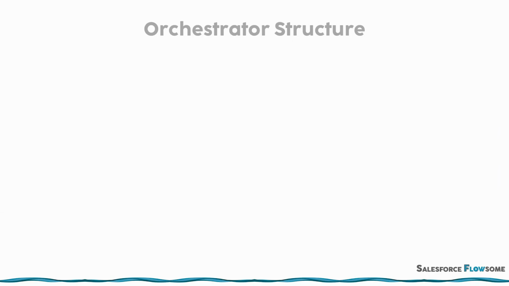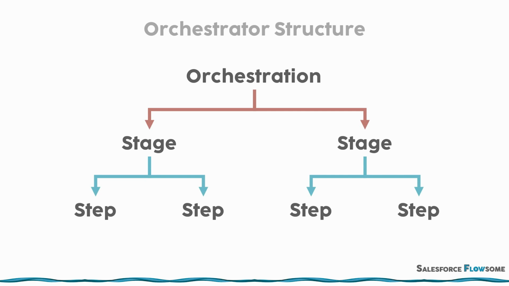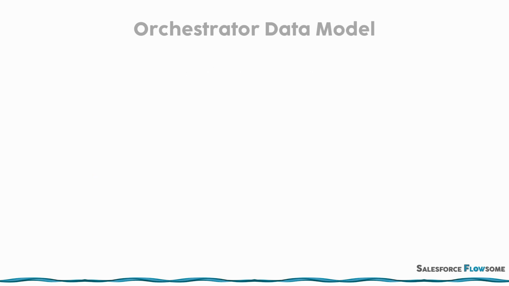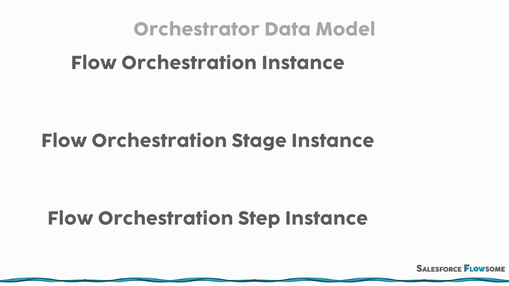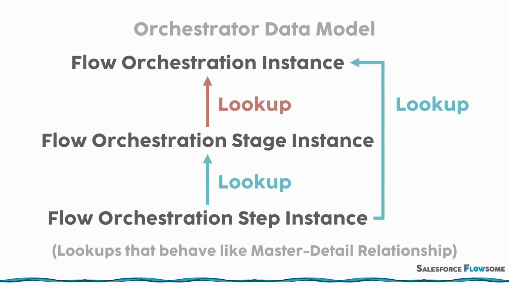So let's discuss Orchestrator from a more technical perspective. When the Orchestrator is triggered, an orchestration instance will be created. This orchestration instance contains a list of orchestration stages, and each stage contains a list of steps. If you're interested in the actual data model, these are the names for each object. For step instance, there are two lookups that connect to the stage and the orchestration itself. And for stage instance, it has one lookup to the orchestration instance itself. So these lookups actually behave like master-detail relationships.